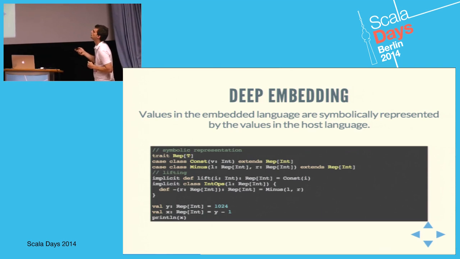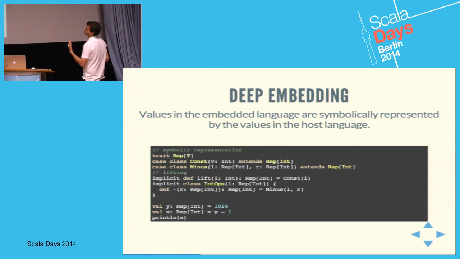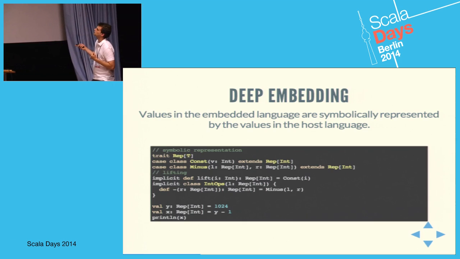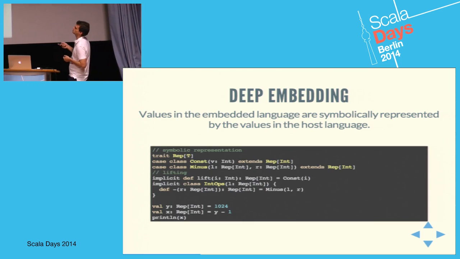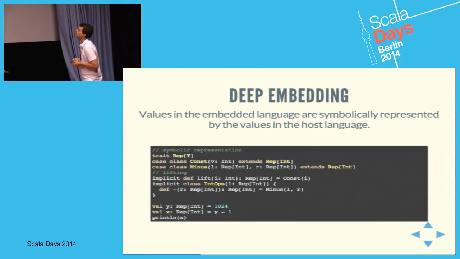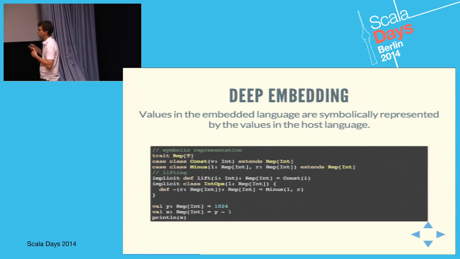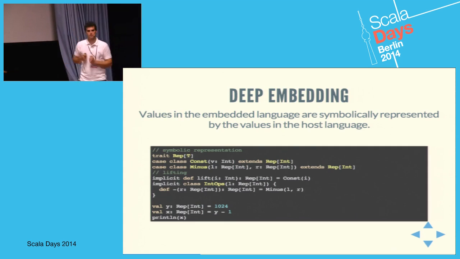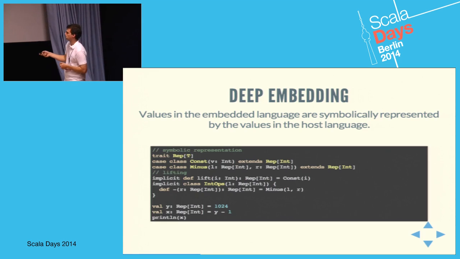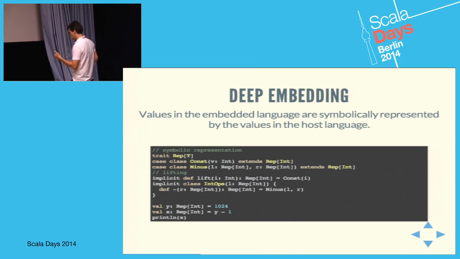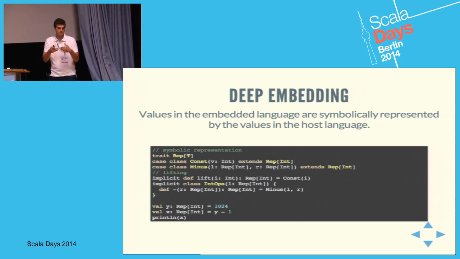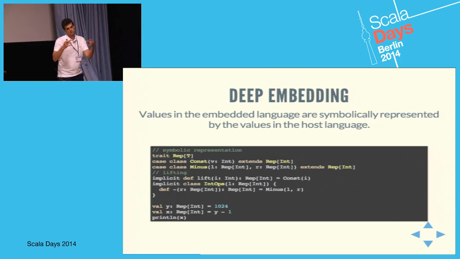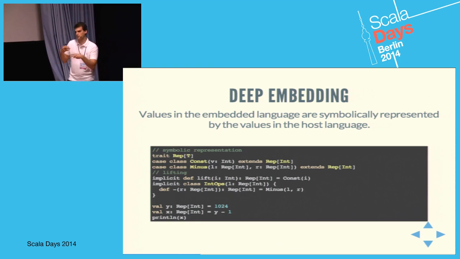And this is typically done by having a common supertype, for example, for all of the symbolic values. Here we call it, for example, Rep[T]. Last talk was about LMS, so you've seen it there. And then we build constant and a minus, and then we build some implicit operations that will lift host language values into this symbolic representation. Okay, and then we can write code, right? However, this code now doesn't execute. It builds an intermediate representation. It builds this data structure of Const of a minus of a 1024 minus 1.